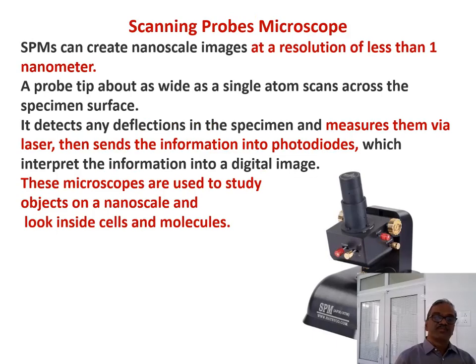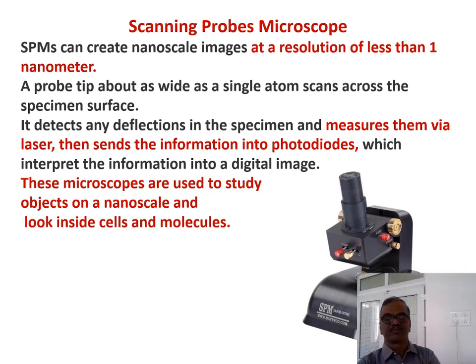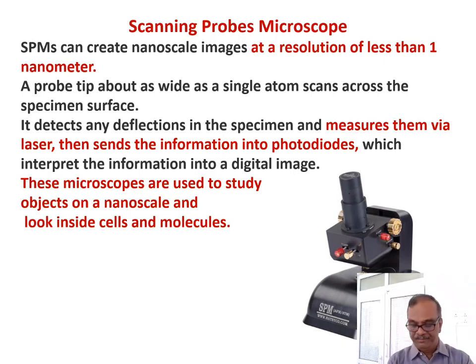The scanning probe microscope, or tunneling microscope, has less than 1 nanometer resolution. Here also the probe is attached and it scans a particular specimen, and it measures via the laser and sends the information to a photodiode, which then converts it into a digital image. This is also used at the nanoscale, and cells and molecules are studied with the help of this scanning probe microscope.